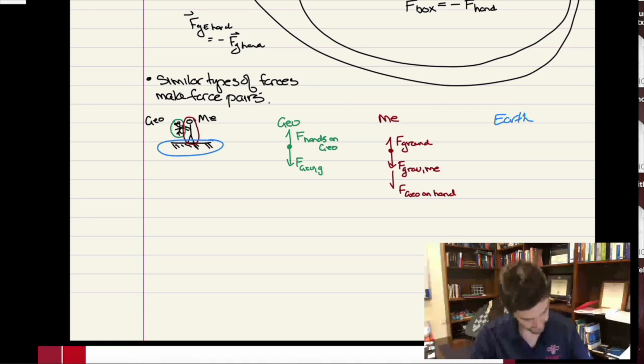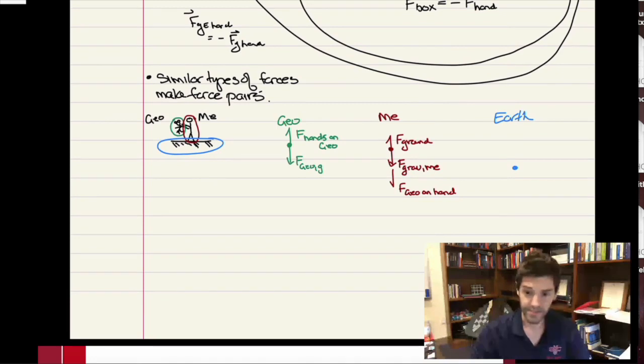Then there's the Earth. I am touching the Earth. There's a contact force between me and the Earth, so I would imagine there's going to be some force, which is F, I guess, Aaron on ground. Nothing to do with gravity, just the fact I'm touching the ground.